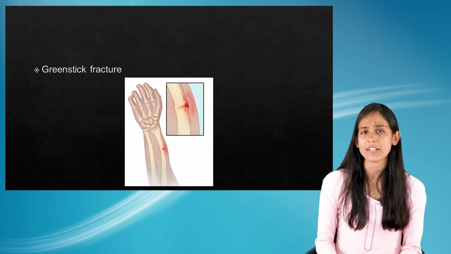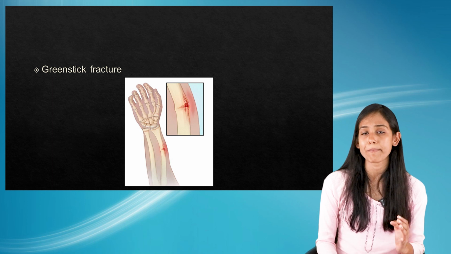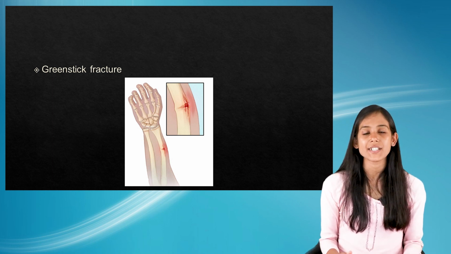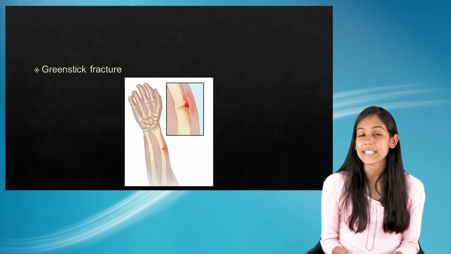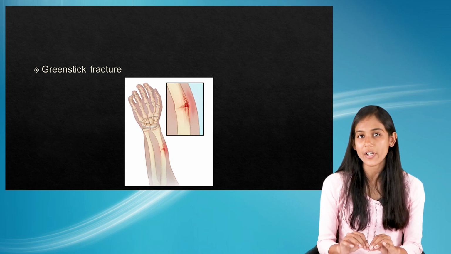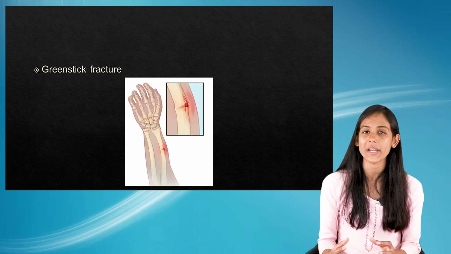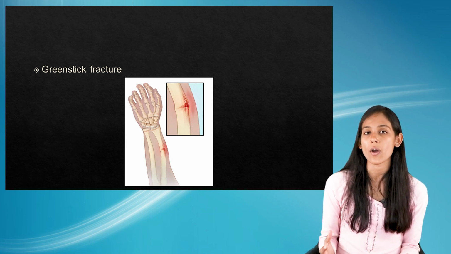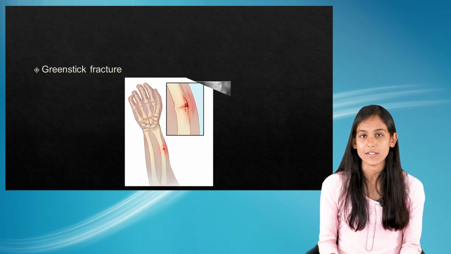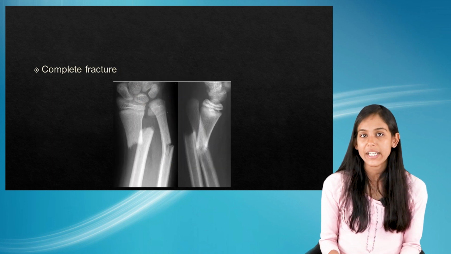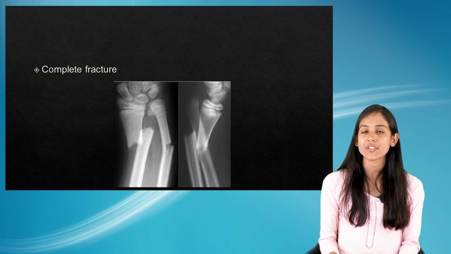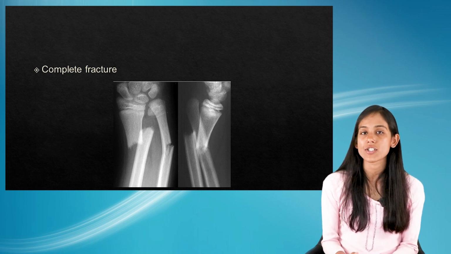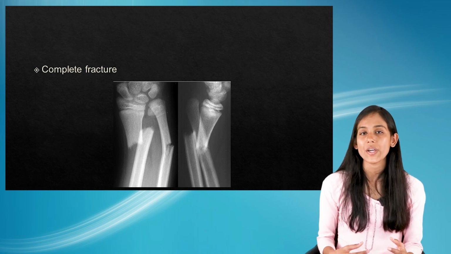And then we have greenstick fracture. So in greenstick fracture, what happens? The bone is partially bent and it is partially broken. As the name says, you can understand how a green stick would bend if you try to break it. Similarly, it happens in children, and that's the reason it is called greenstick fracture. And then there is complete fracture. Complete fracture means the bone is completely broken and the fragments are not connected to each other.